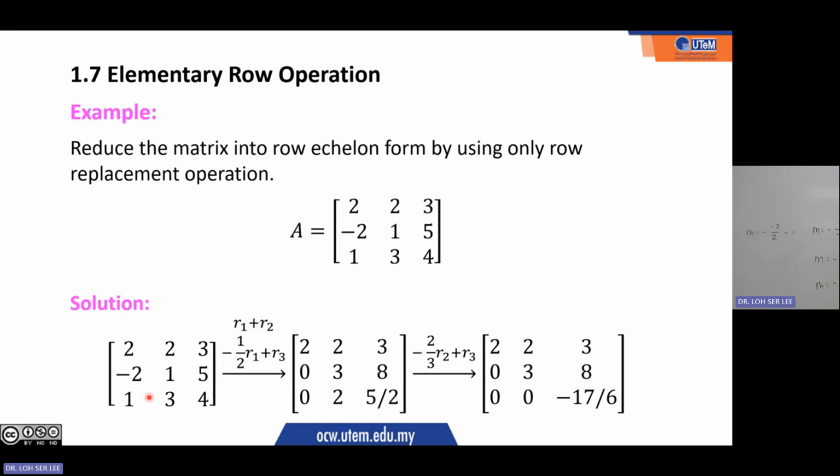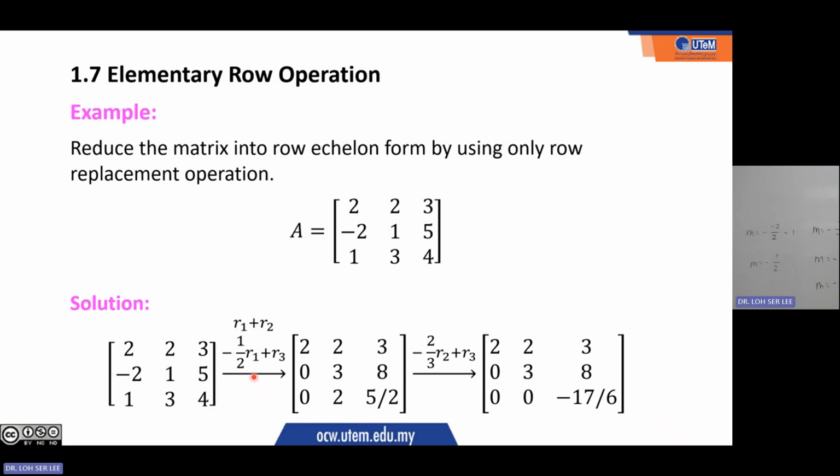Okay, and the second M. We want to use this pivot to change this into 0. So your M is a negative fraction. The pivot is still 2, and the value that you are going to change into 0 is 1. So you have negative half, multiplied to row 1 because your pivot is from row 1. Negative half row 1 plus row 3.